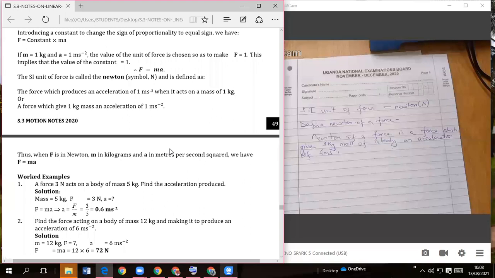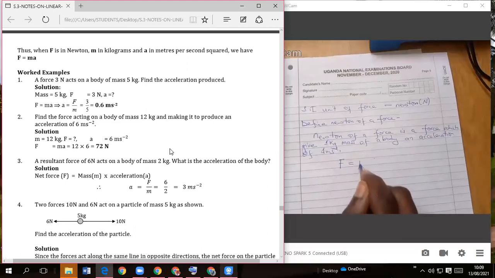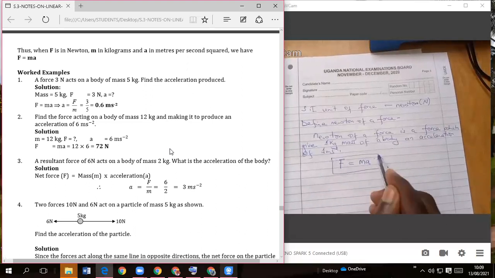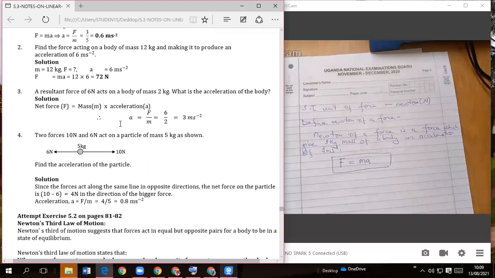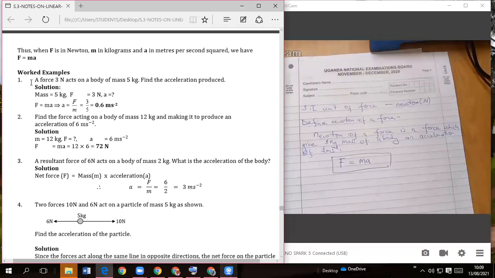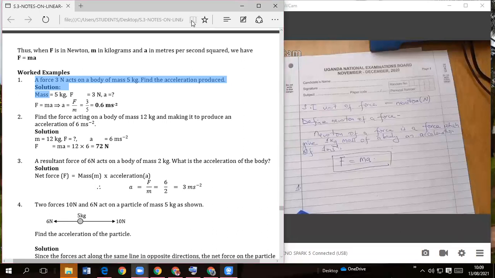Yes, very good. Now there are some calculations. Let's see how we can use this formula. Remember, our formula is F = MA. That's the most important thing. Let's look at example number 1. Who has finished number 1? Who can take us through that? A force of 3 newtons acts on a body of mass 5 kilograms. Find the acceleration produced.